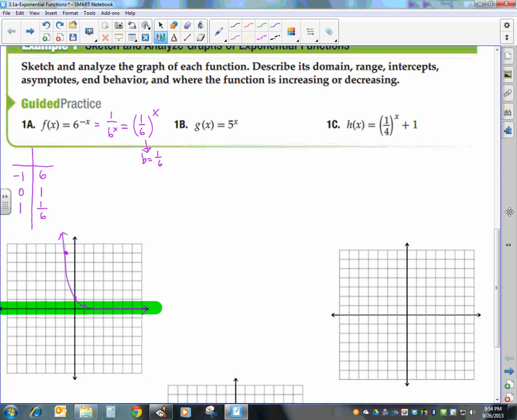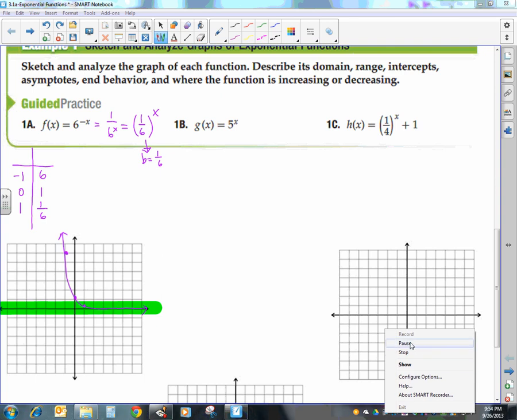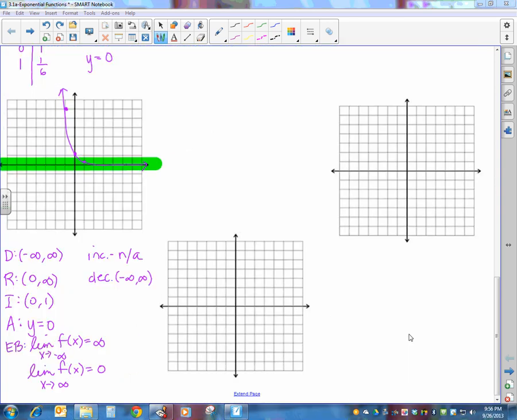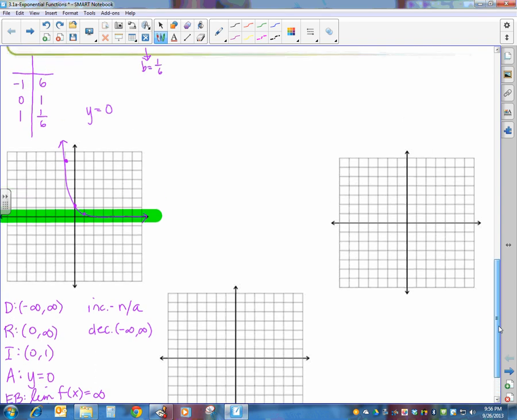All right, I'm going to pause the graph right now and go answer all the questions about domain, range, intercepts, asymptotes, and behavior and where it's increasing or decreasing. So then you can pause it right now, answer the questions, or you can go ahead and copy the information. Okay, there is the information to analyze that graph. So hopefully you got it all correct.